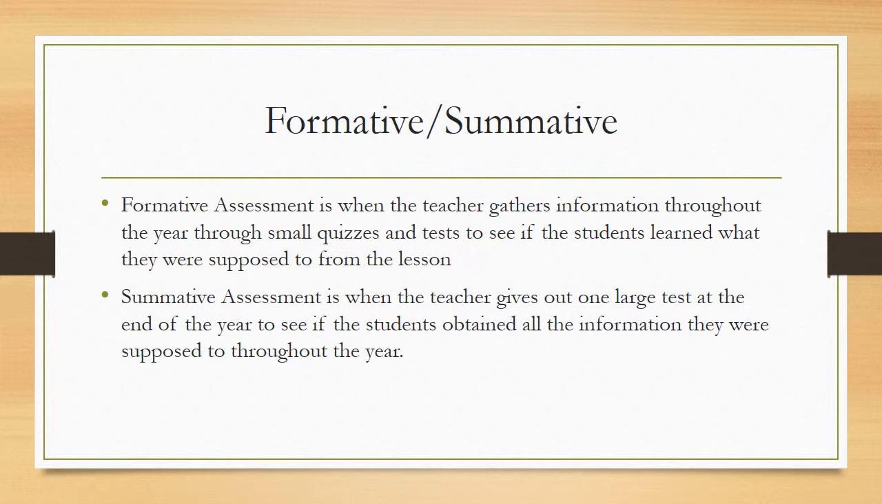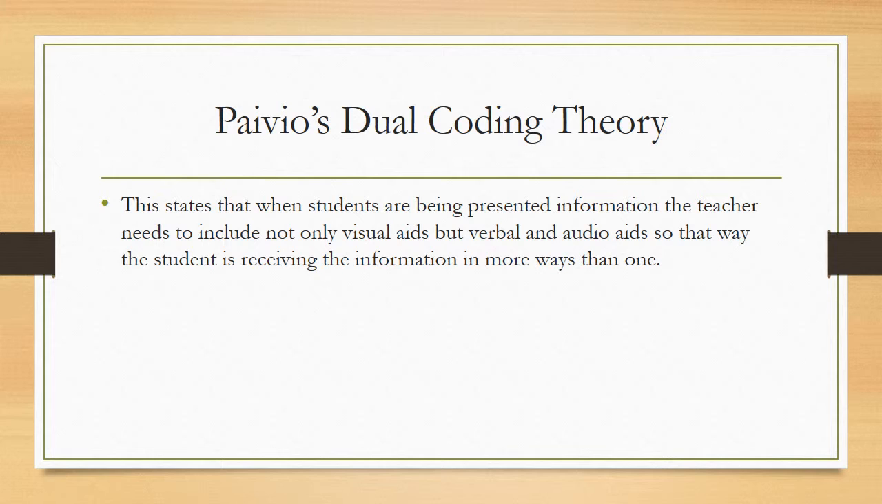Formative assessment is when the teacher gathers information throughout the year through small quizzes and tests to see if the students learned what they were supposed to from the lesson. And summative assessment is when the teacher gives out one large test at the end of the year to see if the students have obtained all the information they were supposed to throughout the year. The difference is that formative is along the way throughout the year, while summative is at the end.